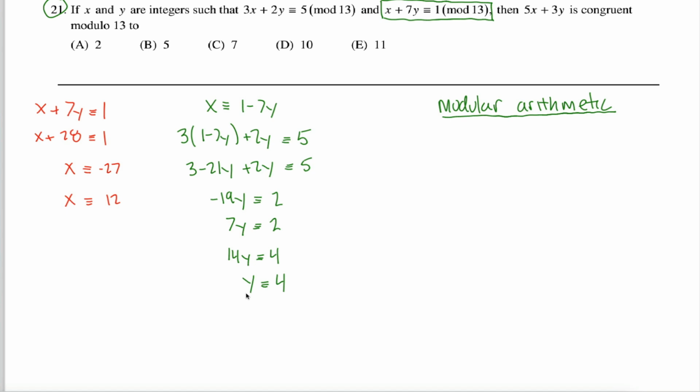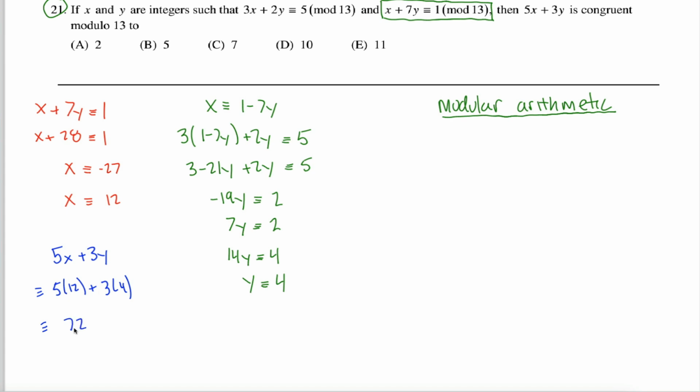Now that I know x and y, I'm ready to finish the problem. The problem asks for 5x plus 3y, but x is just equal to 12, or congruent to 12, I guess, and y is congruent to 4. So 5x plus 3y is congruent to what, 72? Subtract some 13s and we're done.